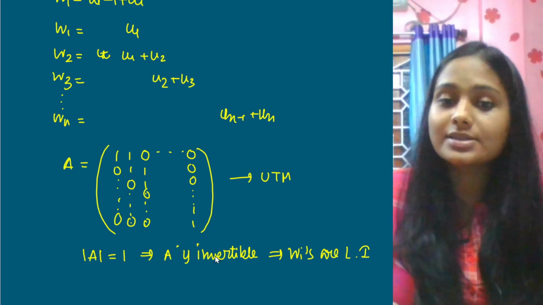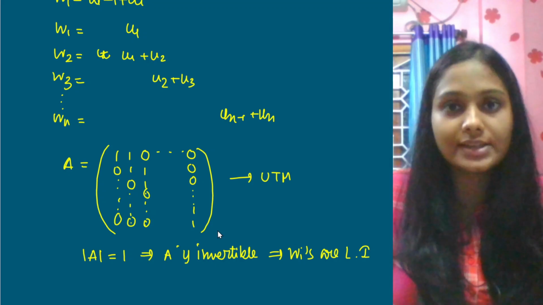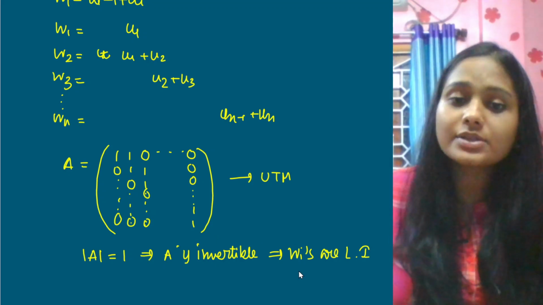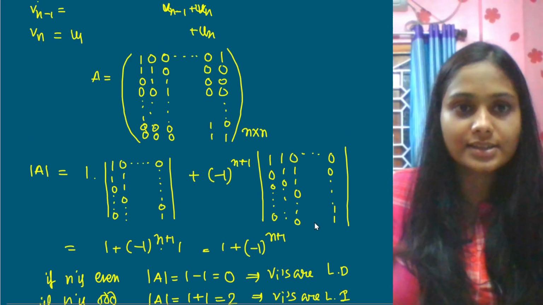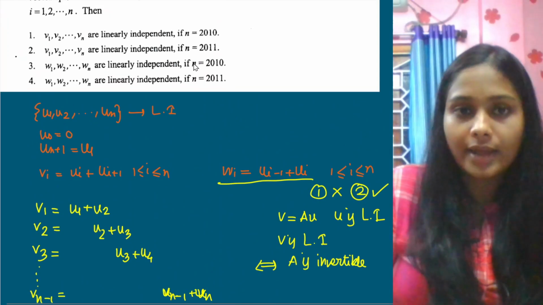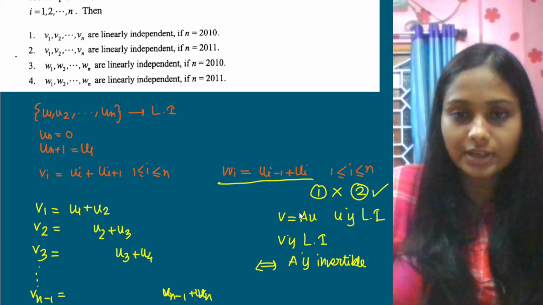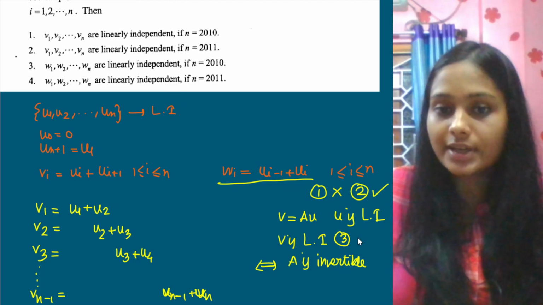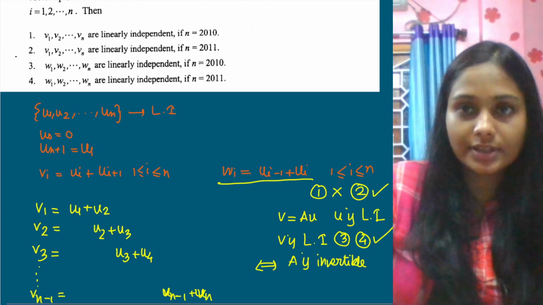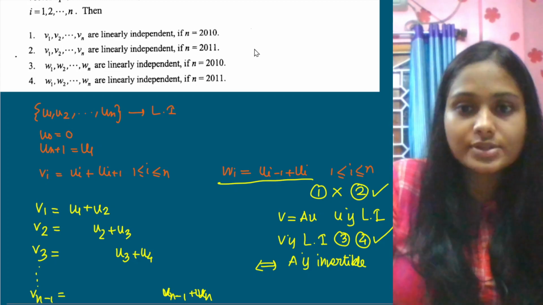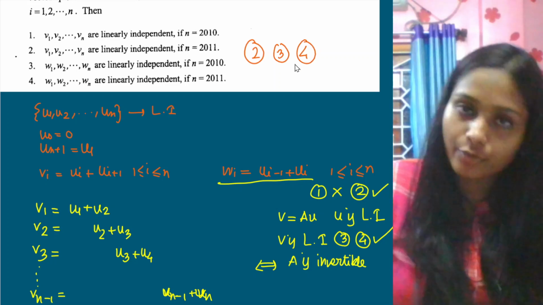It does not depend on the value of n, whether n is odd or even. This will always be linearly independent. So in this case, this is linearly independent and this is also linearly independent. So options 3 and 4 are correct. So in this question, the correct options are 2, 3 and 4.